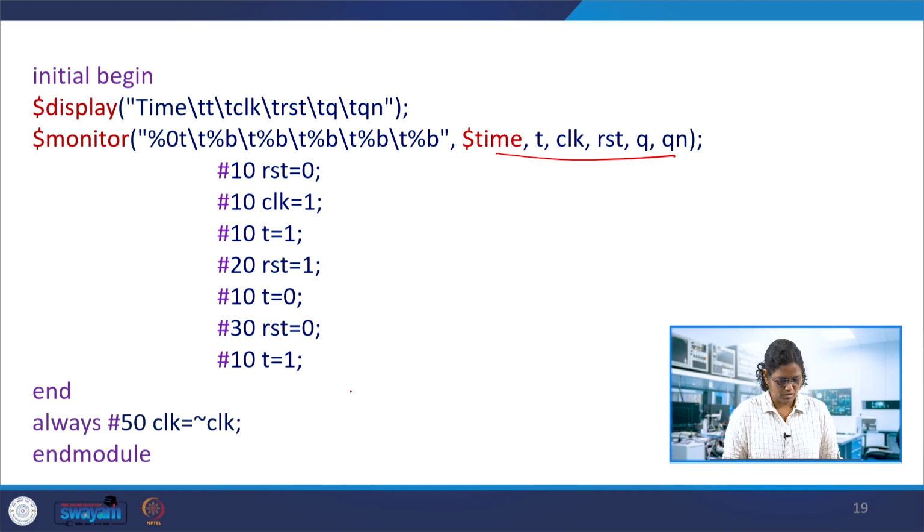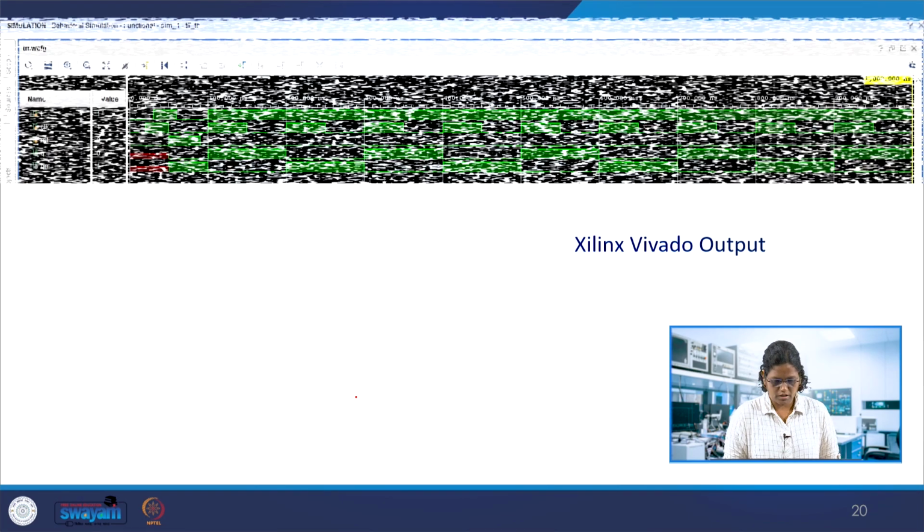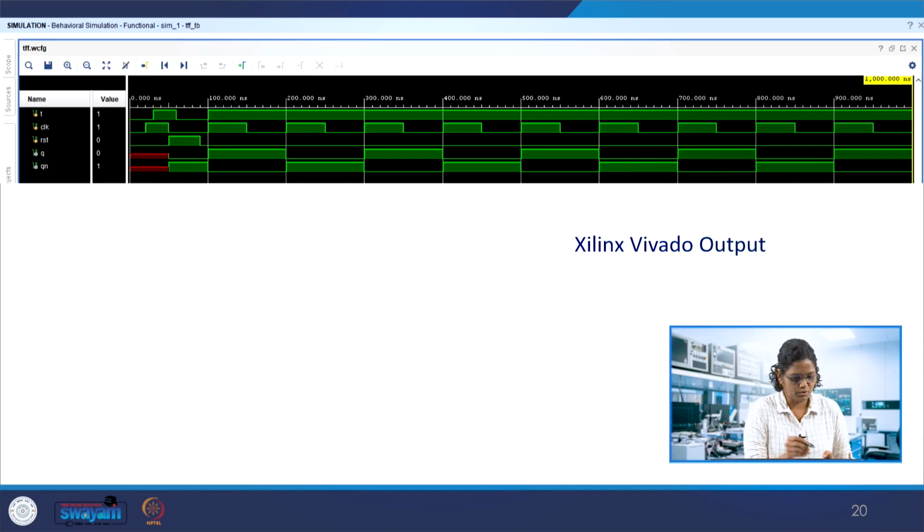With this we have the generated clock: always #50 clock equal to clock naught. This can be done with the initial block also, or with this block after giving the stimulus as well. Anyway, these are concurrent, so the order in which it is written doesn't matter. #50 clock equal to clock naught. Now let us see the output in the waveform viewer.